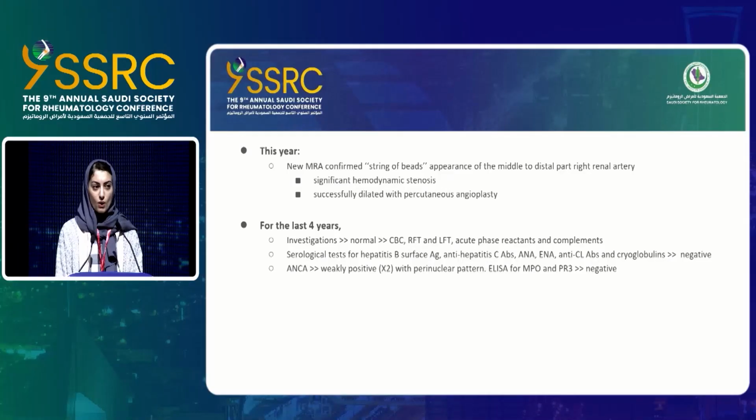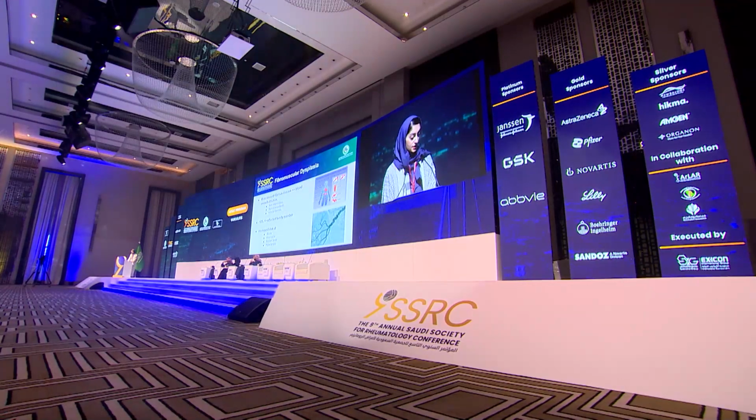This year, because her symptoms got worse, another MRA confirmed the string of beads appearance of the middle to distal part of the right renal artery with significant hemodynamic stenosis that was successfully repaired. For the last 4 years, everything was done, and it showed no atherosclerosis and no inflammatory changes. That's why the patient was diagnosed with fibromuscular dysplasia.